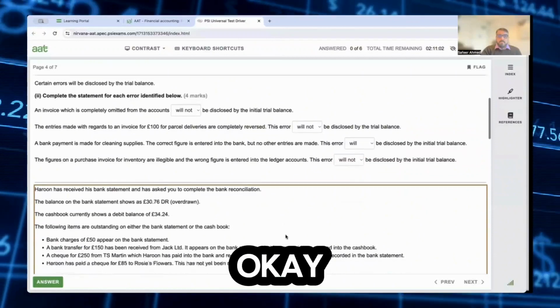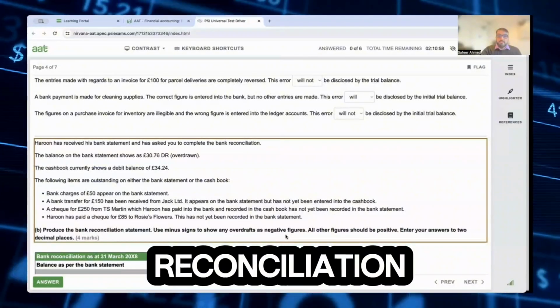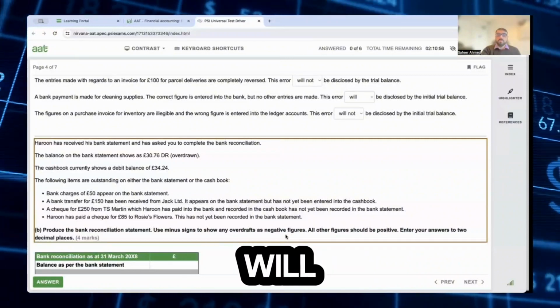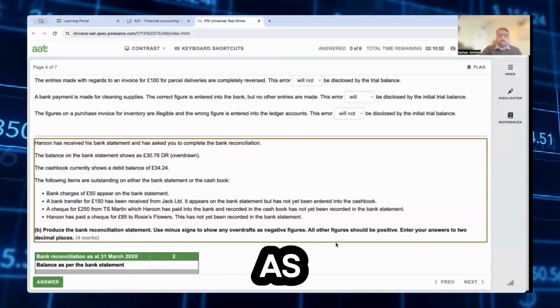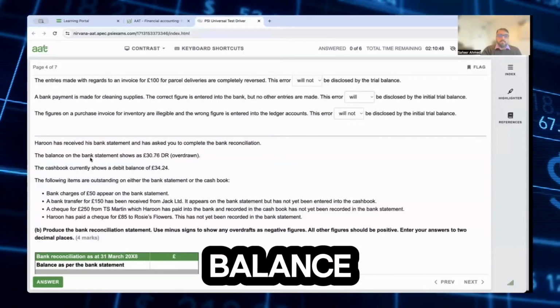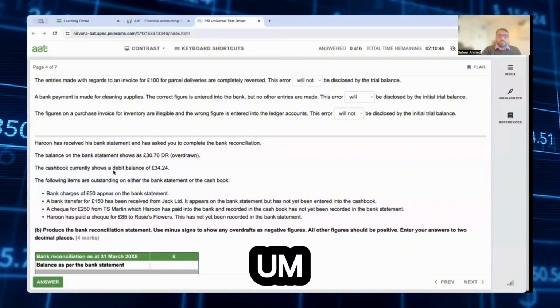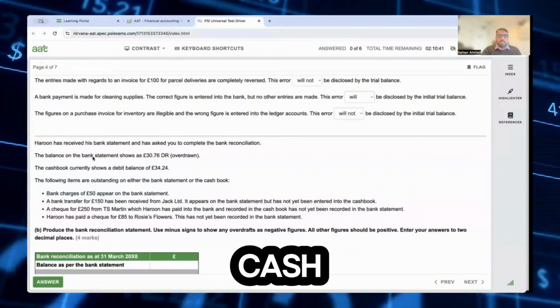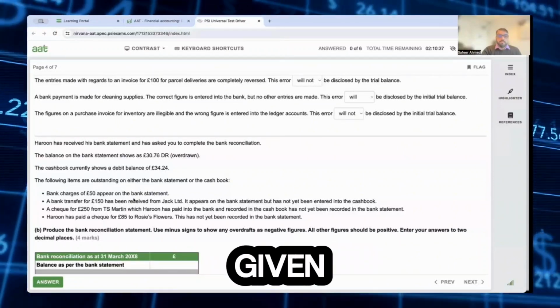Okay. Let's move on to the next one. So the next one is all about the bank reconciliation statement. This is something that you already studied in your level 2 as well, and perhaps as part of your level 3 as well. So they've given us the balance on the bank statement. They've given us the cash book, which currently shows a debit balance. So this is the cash book balance and the bank statement. And then they've given us the following items.